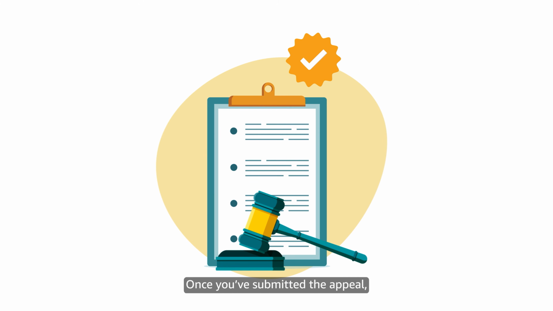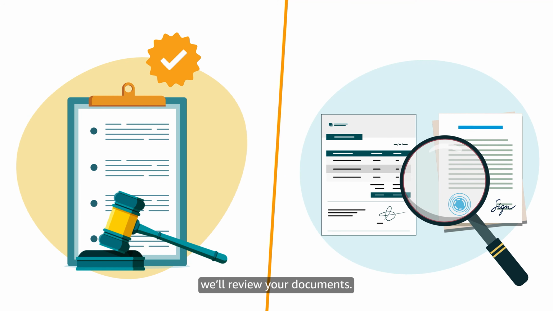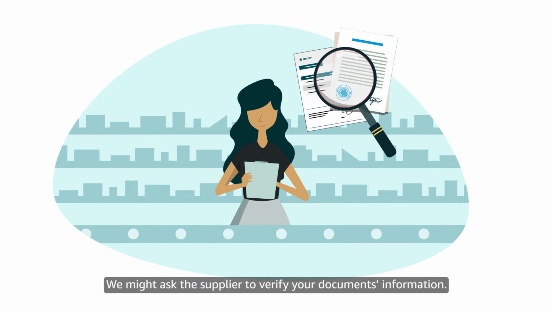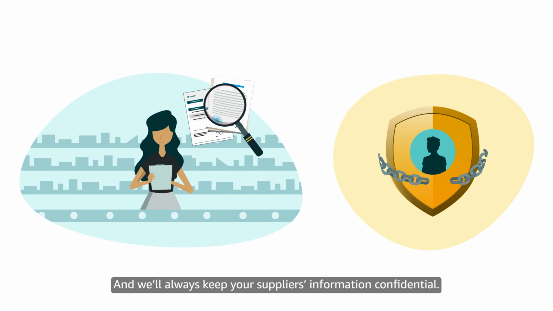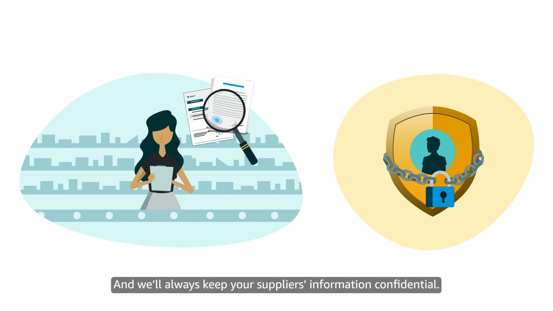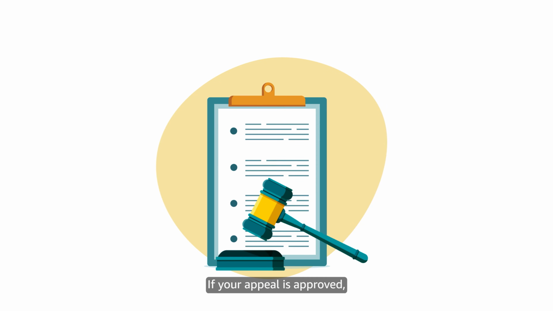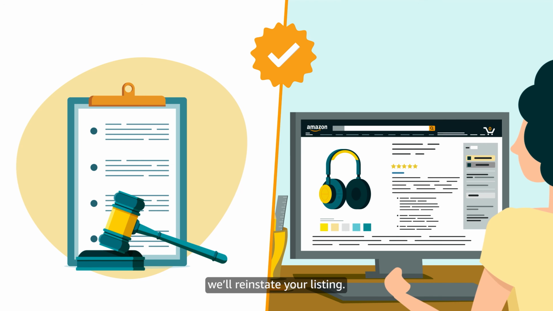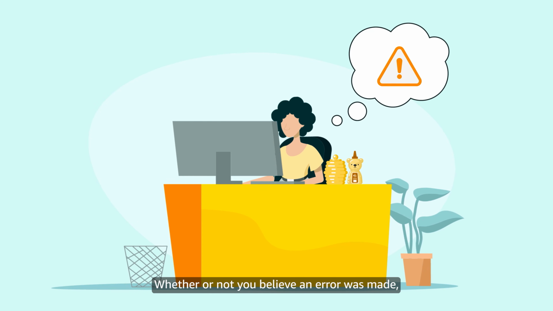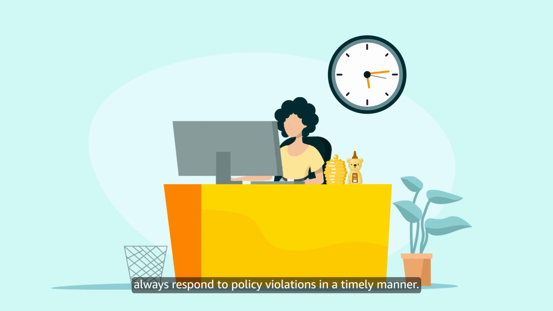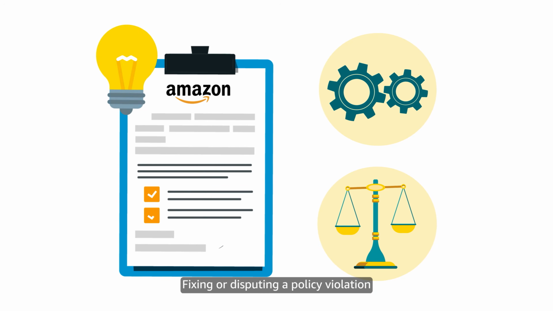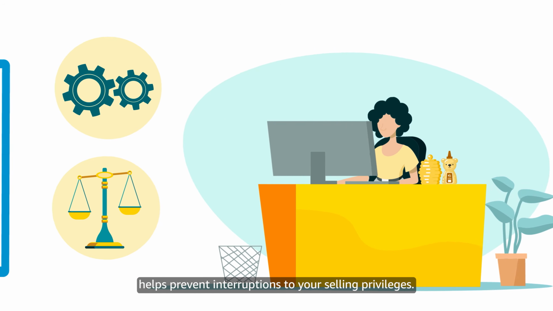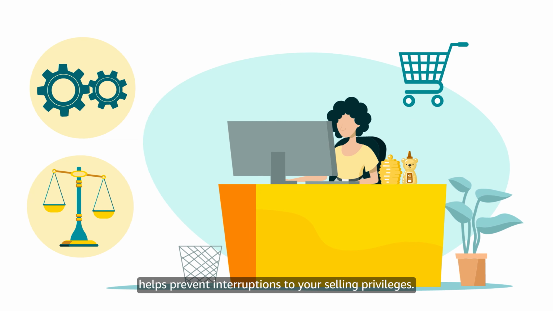Once you've submitted the appeal, we'll review your documents. We might ask the supplier to verify your documents' information. And we'll always keep your supplier's information confidential. If your appeal is approved, we'll reinstate your listing. Whether or not you believe an error was made, always respond to policy violations in a timely manner. Fixing or disputing a policy violation helps prevent interruptions to your selling privileges.